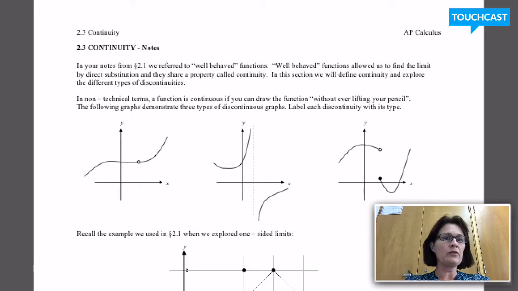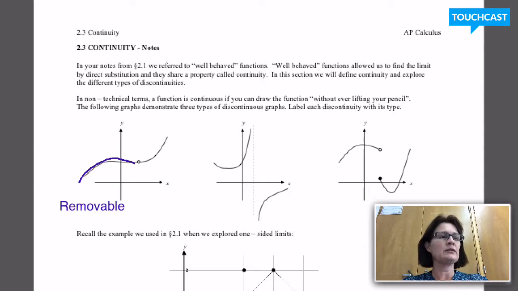And what I have here are 3 examples of functions that are not continuous. You're going to write in a specific kind of discontinuity for each one. But I want you to notice that each of these functions, if I tried to draw this, I could try to draw this function, but when I got to right about here, there's no way to skip over that hole without picking up my pencil. So there is a discontinuity. Specifically, this one we call a removable discontinuity.